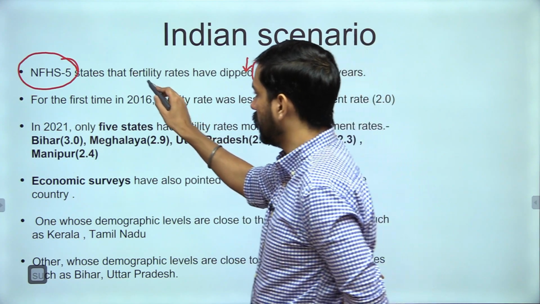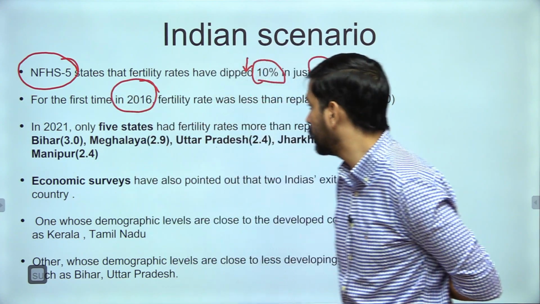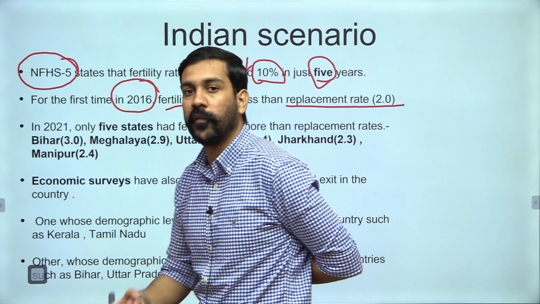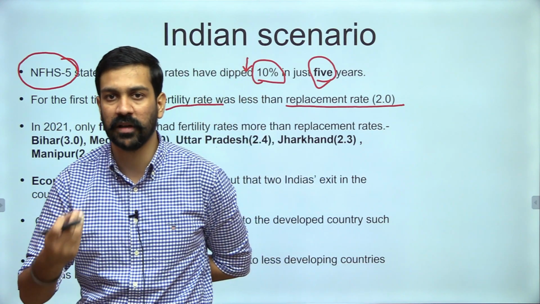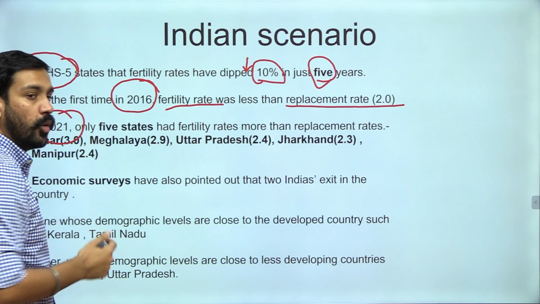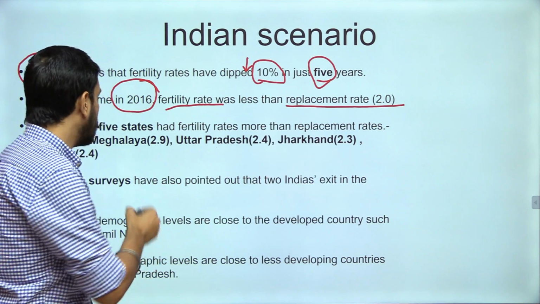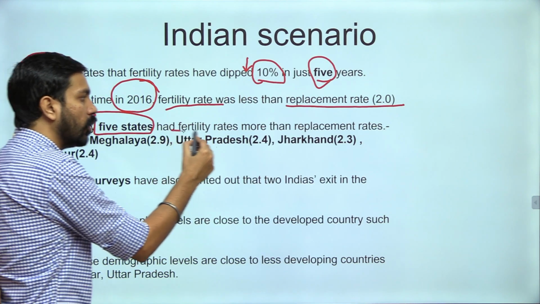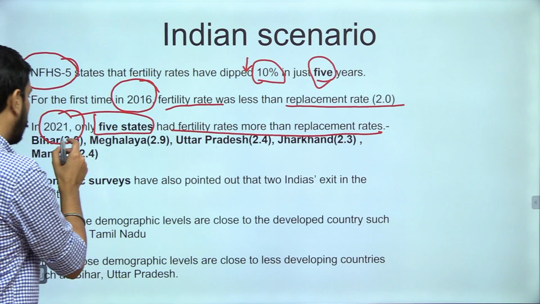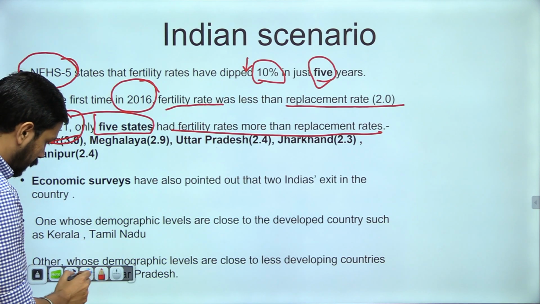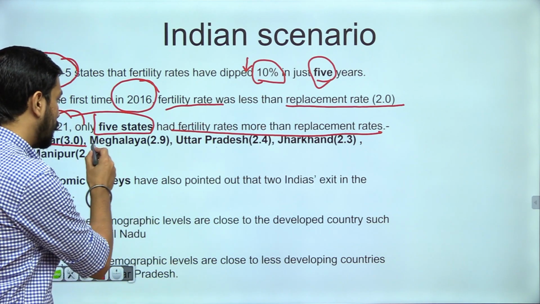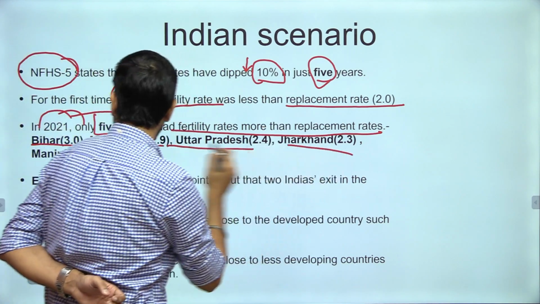First of all, it is stated that for the first time in 2016 our fertility rate was less than the replacement rate. I hope you have done fertility rates, replacement, total fertility rate, replacement ratio in your society classes. Okay, and in 2021, out of all the states and union territories of the country, only 5 states had fertility rates higher than the replacement ratio. And what were these states? First of all, Bihar, whose fertility rate was 3, then Meghalaya, then Uttar Pradesh, Jharkhand and Manipur.